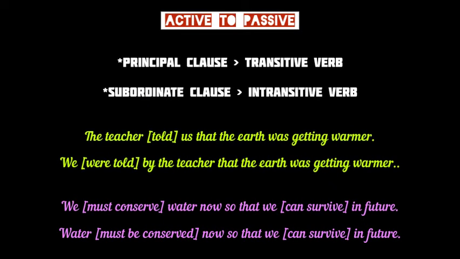However, when in a complex sentence, the principal clause has a transitive verb and the subordinate clause has an intransitive verb, we can only change the voice of the principal clause and leave the subordinate clause as it is. The teacher told us that the earth was getting warmer. In the principal clause here, the verb told is transitive and us is its object.